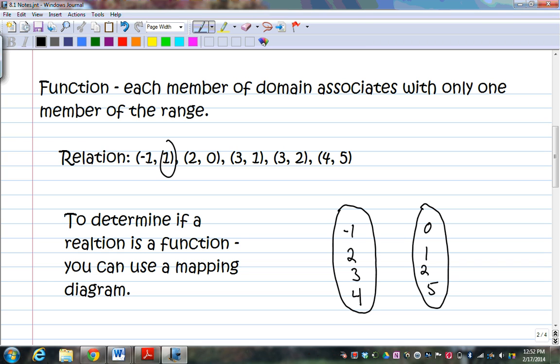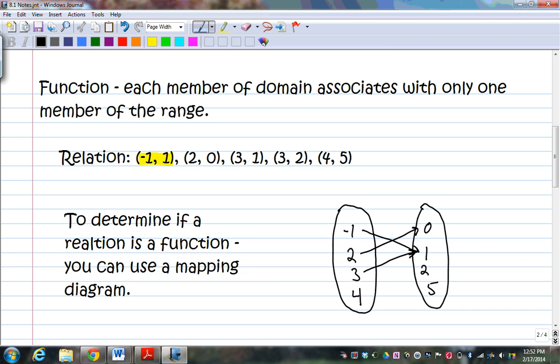And then what you do, you say, all right, well, if I went to my first ordered pair here, -1 and 1 go together. So I would come from -1 in the x and put an arrow pointing to 1 in the y. Then I go to my next one. 2 is with 0. My next ordered pair, 3 is with 1.